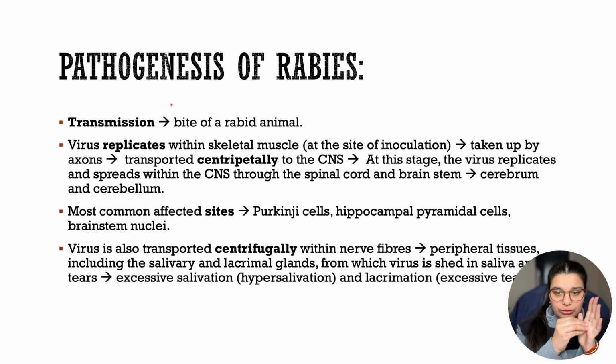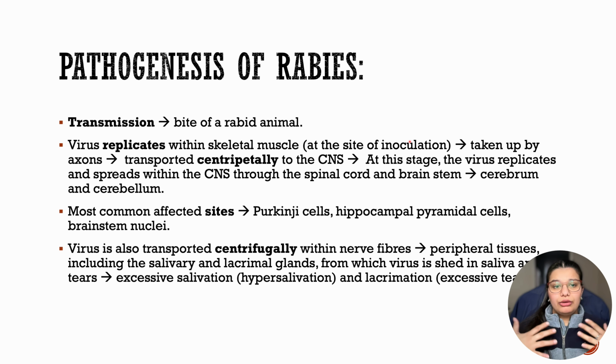After it bites, of course, the muscle in the area where it bites, the virus replicates within the skeletal muscle at the site of inoculation. Now, after it replicates, it is taken up by the axons of that area, the nerve which supplies there, the axons, which are the processes of the cell bodies of the neurons. They then transport it centripetally. Now, centripetally is towards the body, towards the center.